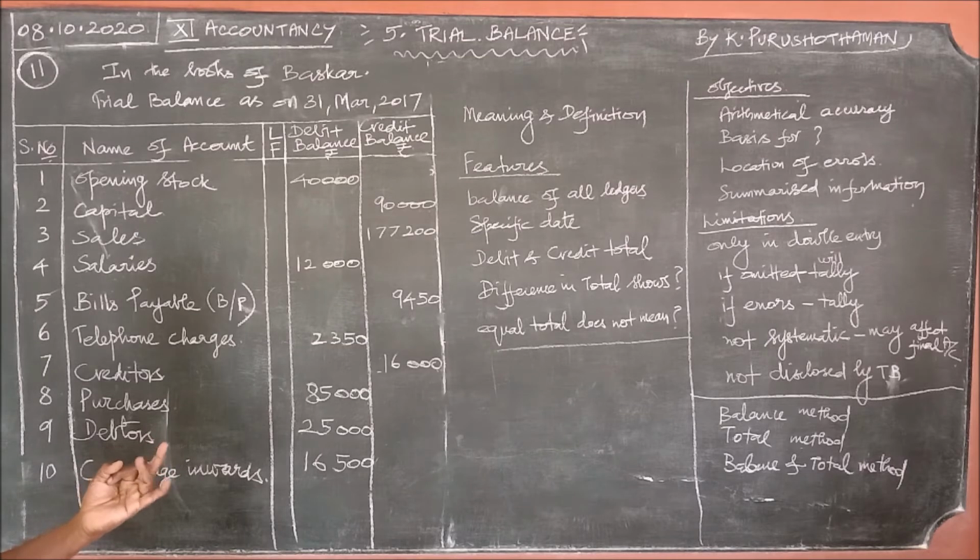These three, trading account, profit and loss account, balance sheet, are called what? Final accounts.